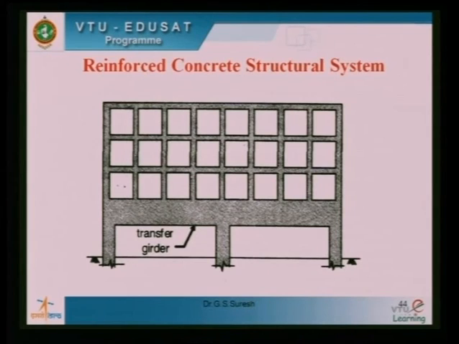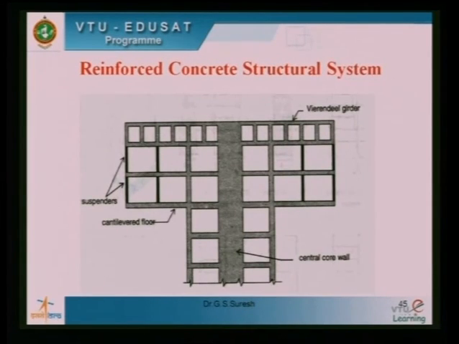Then if you want to build a structure on a heavy beam like this called a transfer girder, where the space between the columns is very large, like 20-30 meters, and then you build the columns above the transfer girder, it is called floating columns. This also you can have as a reinforced concrete structural system.